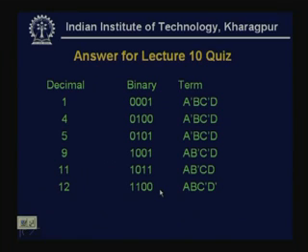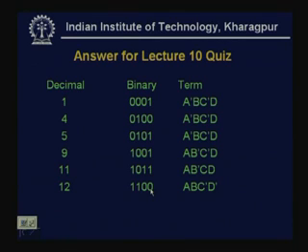So, the numbers for which the output should be 1, the decimal values, are 1, 4, 5, 9, 11 and 12. First we convert the decimal numbers to binary. So, 1 means 0001, as it is already mentioned, it is a 4 variable function. Similarly, 4 is 0100, 5 is 0101, 9 is 1001, 11 is 1011 and 12 is 1100.